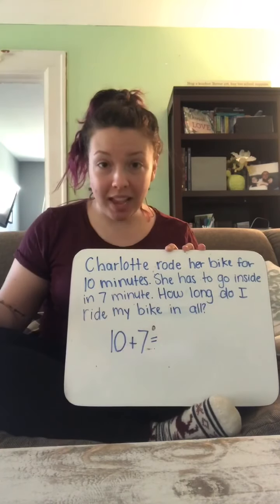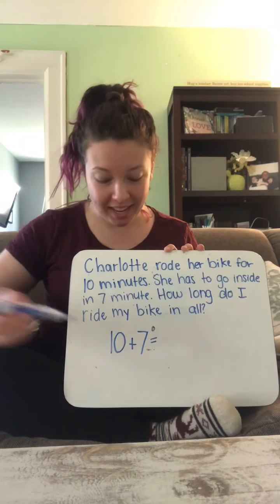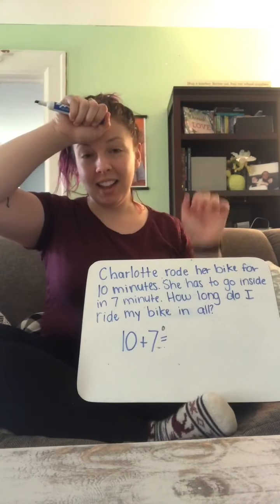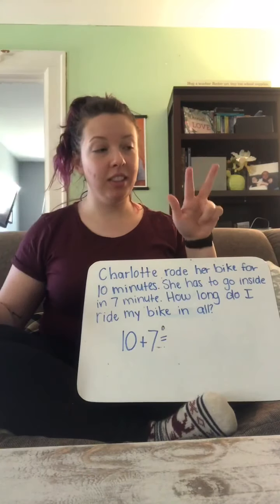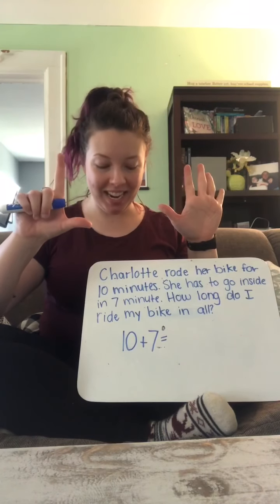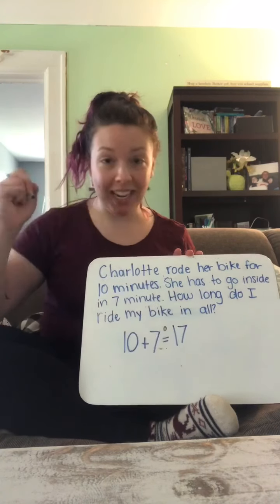So to solve this, let's put the bigger number in our head and count up the rest. So let's put 10 in our head and count 7 more. 10, 11, 12, 13, 14, 15, 16, 17. So 10 plus 7 equals 17.